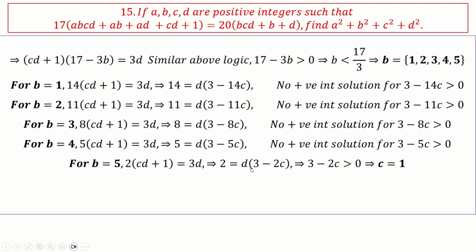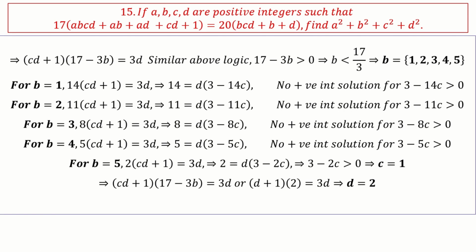3 minus 2C. For 3 minus 2B to be positive, C can be 1, right? C, the 1 is the only option. So C is equal to 1. Now, once you know the value of C, you substitute in any of the equations here. So you will get D plus 1 equal to 2 equal to 3D, which is D equal to 2.